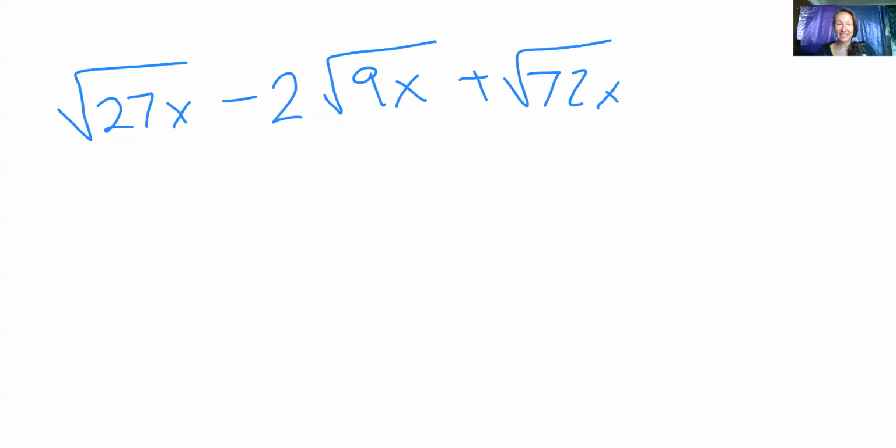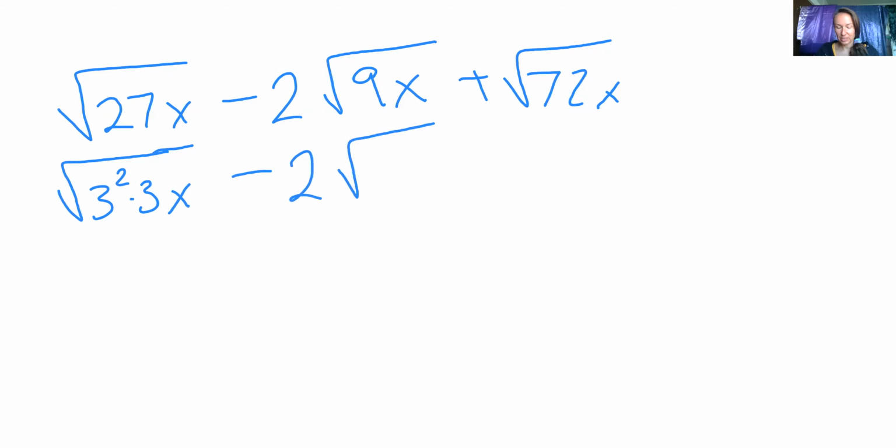Let's start by simplifying each of these guys properly. 27 is 3 times 3 times 3. So this is really the square root of 3 squared times 3x. And 9 is 3 times 3, so 3 squared times x. And 72 is 9 times 8. So that's 3 squared times 2 squared.